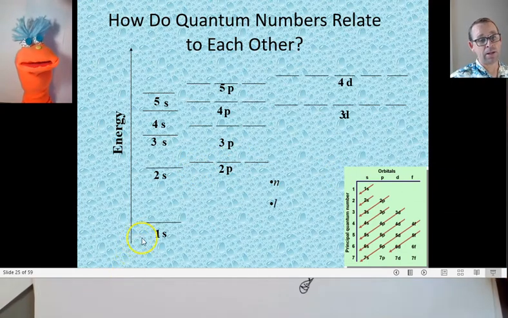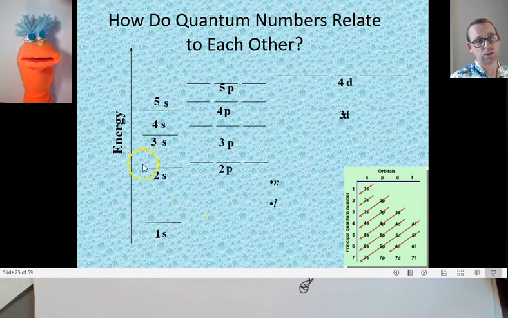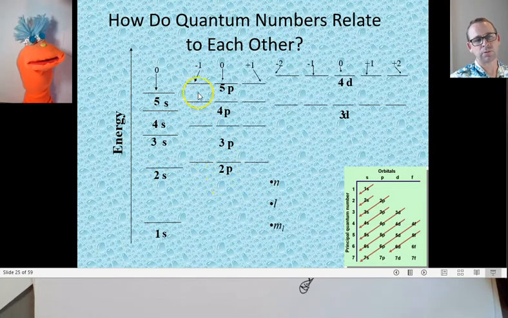So our n values are our shells, first shell, second shell. Remember, n equals 2 means we have 2 L values, and our L values are 0 and 1, or S and P. And also, within our subshells, we have our m sub L values. So n equals 1, L equals 0, m sub L can only equal 0, so there's only one possible orbital.